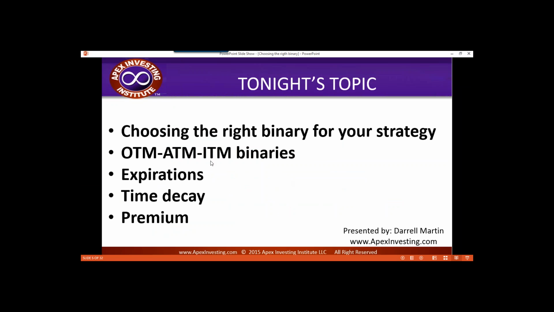So tonight, choosing the right binary for your strategy. What is an OTM? It stands for out of the money. ATM stands for at the money. And ITM stands for in the money. Unless you're familiar with options, or with binary options in particular, you might not be sure what those terms mean.